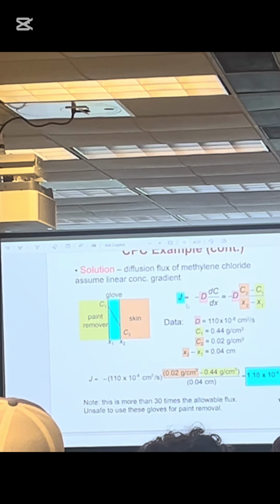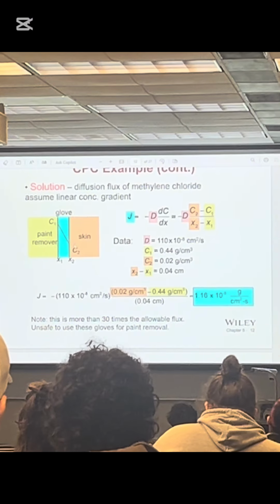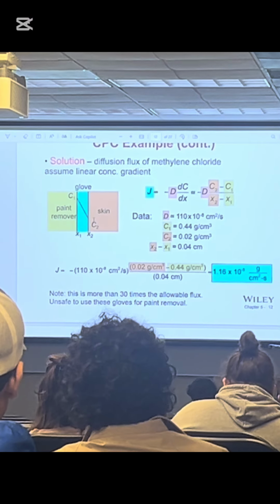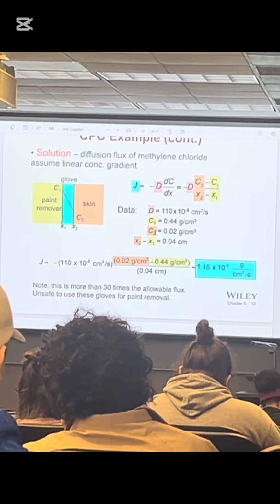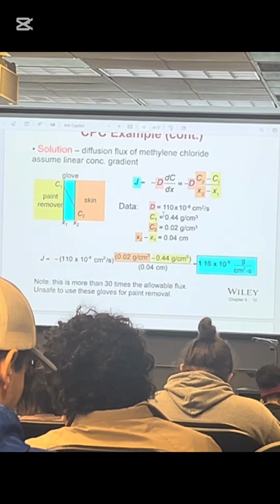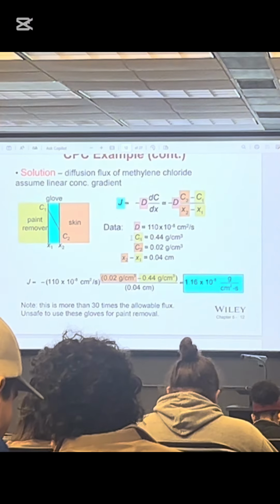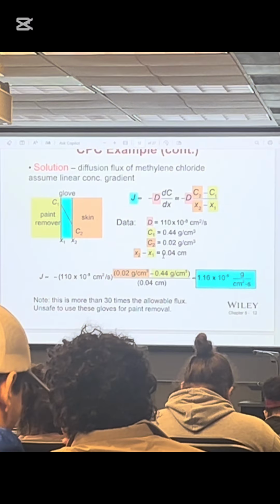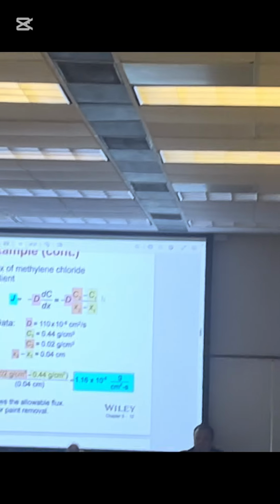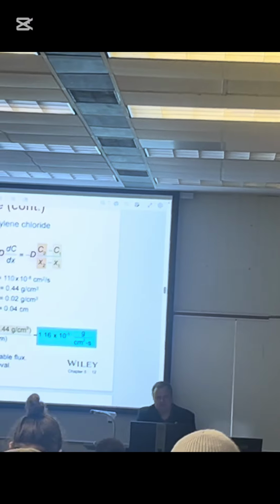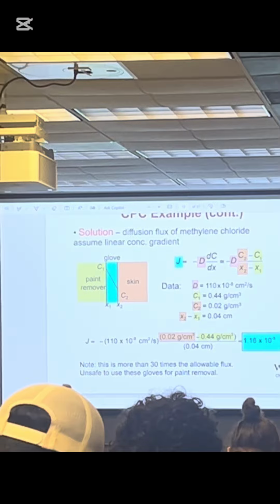So the flux J is equal to minus D times dC/dx. We have C1 and we have C2. The concentration C1 is 0.44 grams per cubic centimeter, and C2 is 0.02 grams per cubic centimeter. You see how big a difference of the gradient there is. And the thickness is 0.004 centimeters. And we plug everything into this equation, and we get 1.16 times 10 to the negative 5 grams per square centimeter per second.